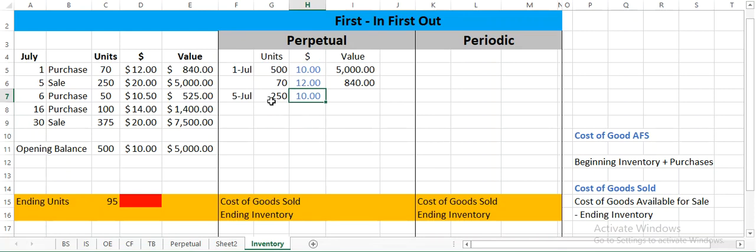Once we exceed the amount sold at that layer, then we have to move on to the next layer, which would be the 70 units at $12. But we're going to come to that. We're going to have an example of that later. But for right now, this one is straightforward. 250 doesn't exceed the 500, and so, therefore, all of the 250 is valued at the first dollar value, the $10.